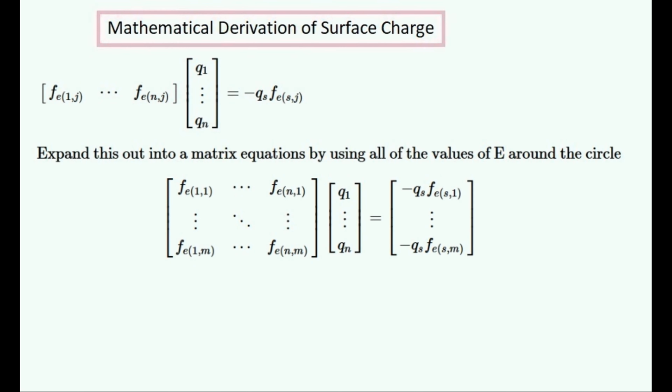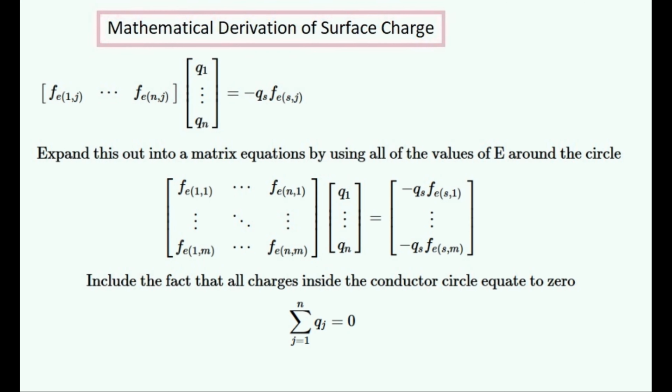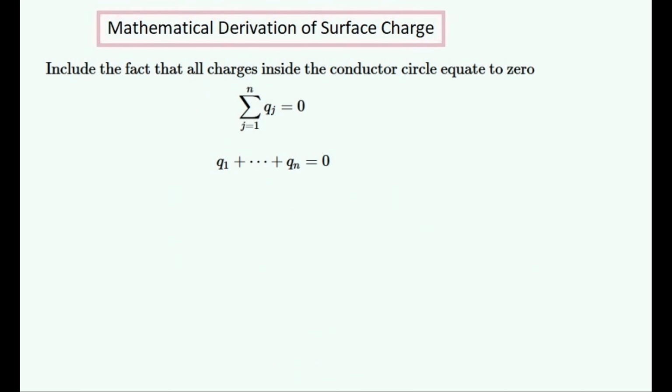We'll find more of these equations for different locations of electric field very close to the surface of the conductor. And we'll use the fact that the conductor has zero net charge on its surface, so that all of these Q's equate to zero. And we'll write this down again in dot notation.